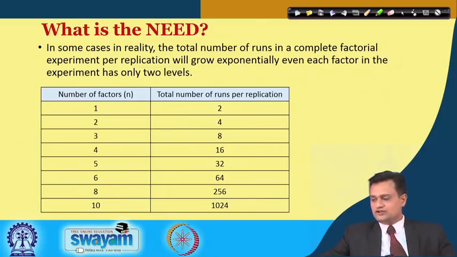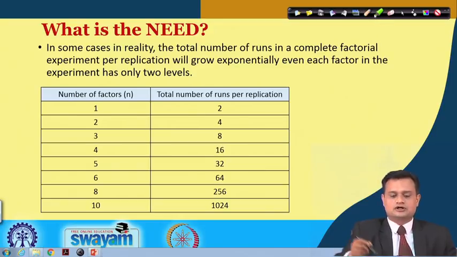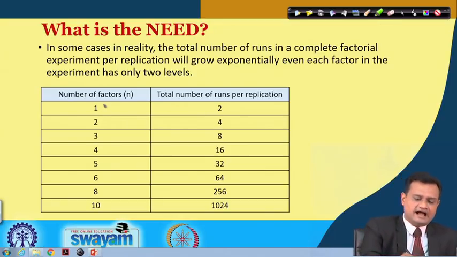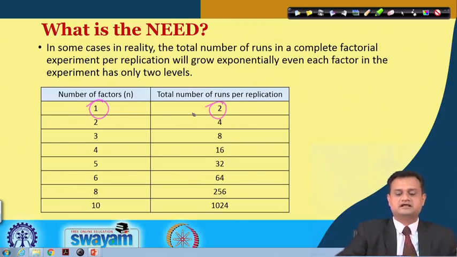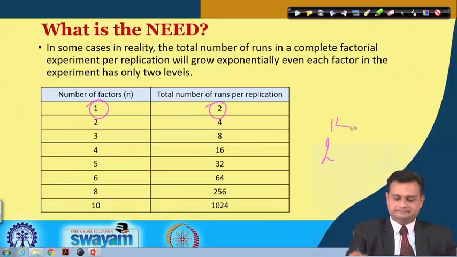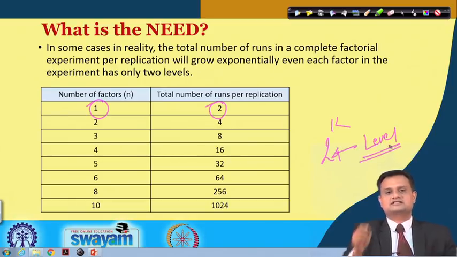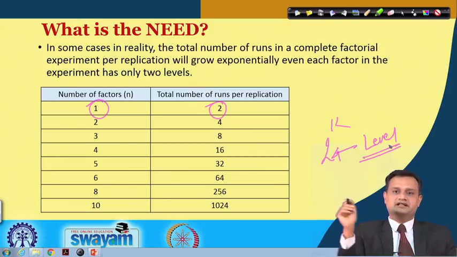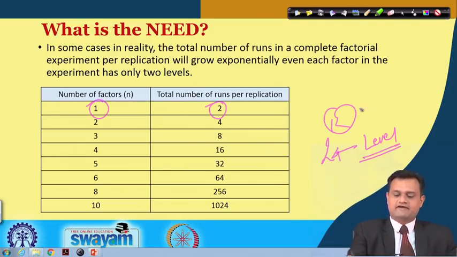Now, just see this and you will be extremely clear on why we are discussing this topic. So, let us say I have factor 1 and total number of runs per replication is 2. So, how is it? Let us say 2 raised to k. Here 2 is the level. I am considering 2 levels here. Let us say temperature 10 degree and 50 degree. So, I am considering 2 levels, k is the number of factors. So, I am keeping the level 2 only.